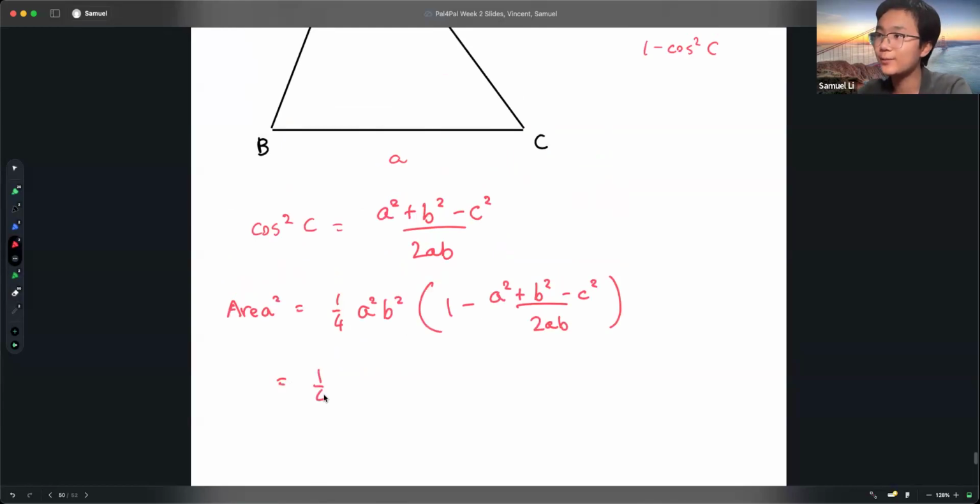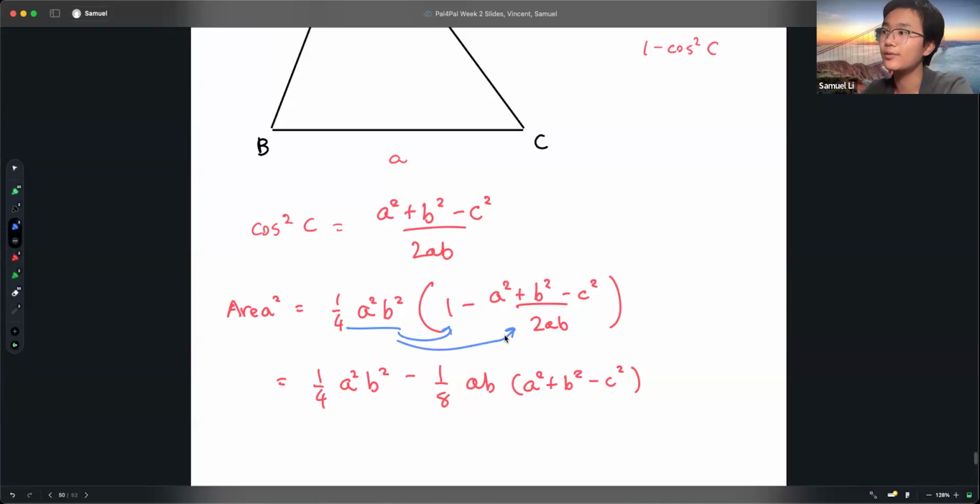So now we can expand this to 1/4 of a squared b squared minus 1/8 times ab times a squared plus b squared minus c squared. What I have done is I just basically distributed 1/4 of a squared b squared, first the one, and then to this fraction over there. When I distribute it to the fraction, one of the ab's cancels out with the ab on the bottom, and I merge the two with the 4. So it's 1/8 times ab, which is what's left of that. And then there's still a numerator, which remains untouched.